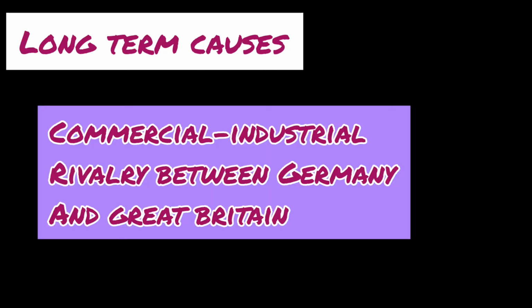Which were the long-term causes? Economic causes: commercial and industrial rivalry between Germany and Great Britain. If you remember, in 1871 Germany was unified, a product of the Franco-Prussian War, and she was producing more iron and steel than Great Britain and France together. Her products replaced British products in almost every market, in Europe, in the Far East, and even in Britain. And Germany was building the largest shipping lines, challenging Britain's supremacy on the sea. So this was a situation that worried Great Britain too much.